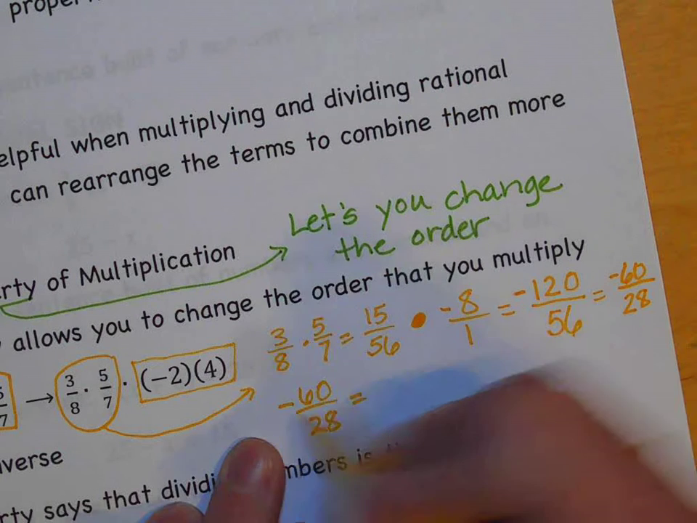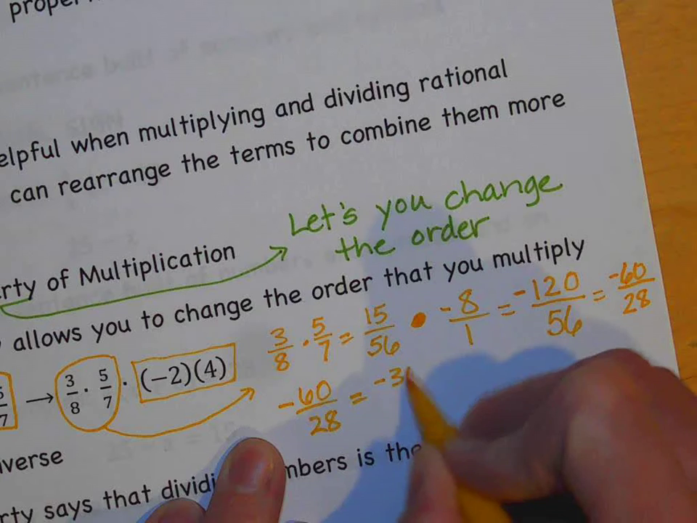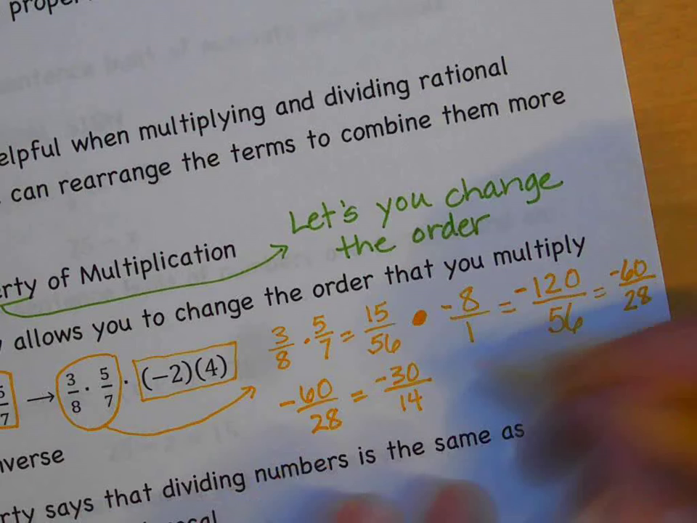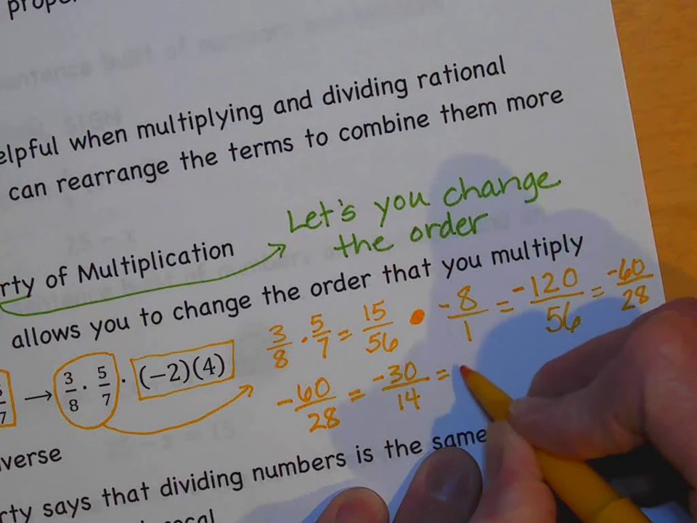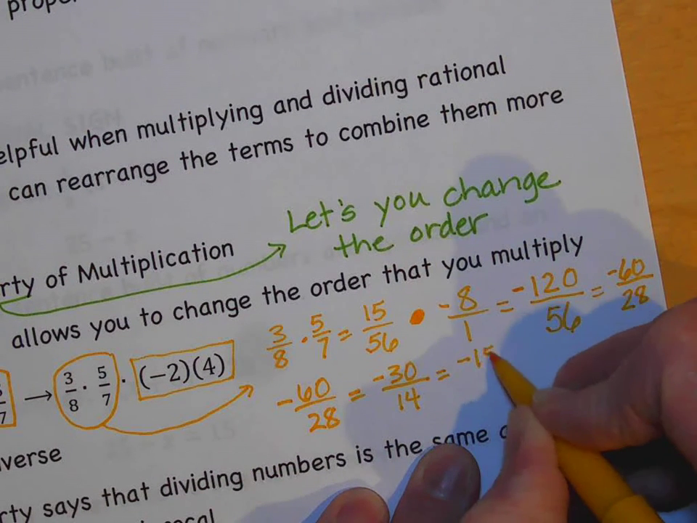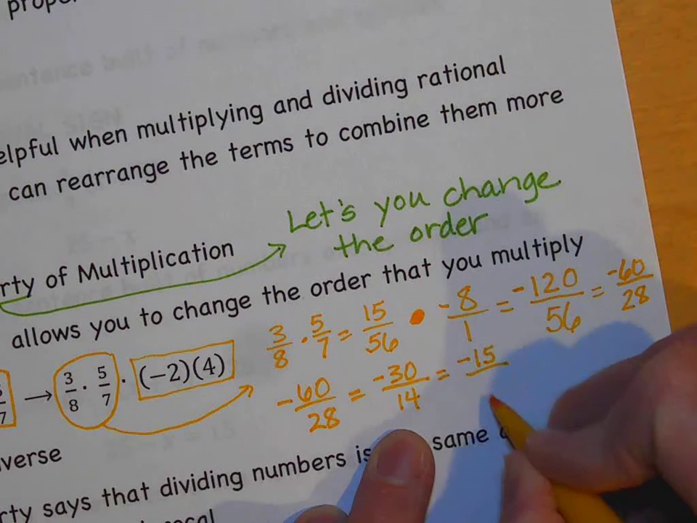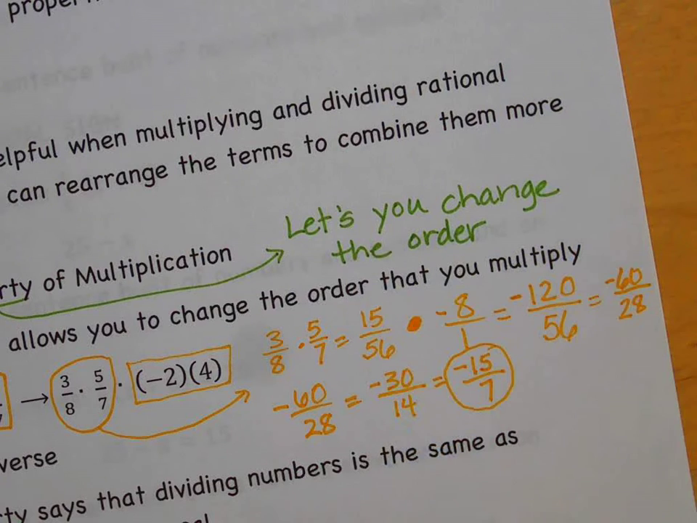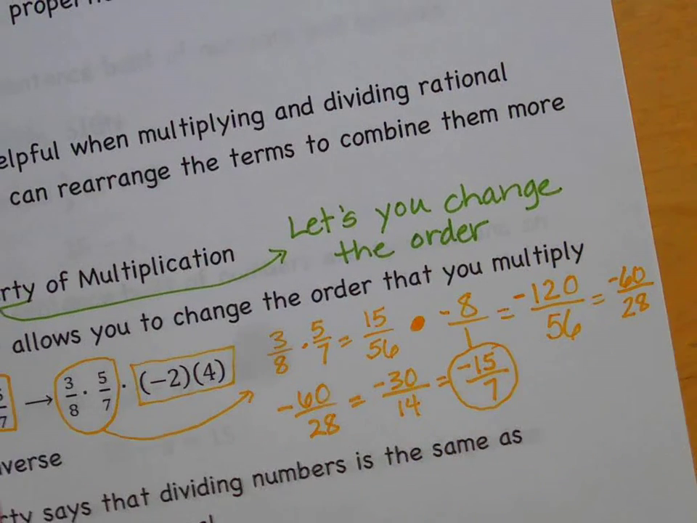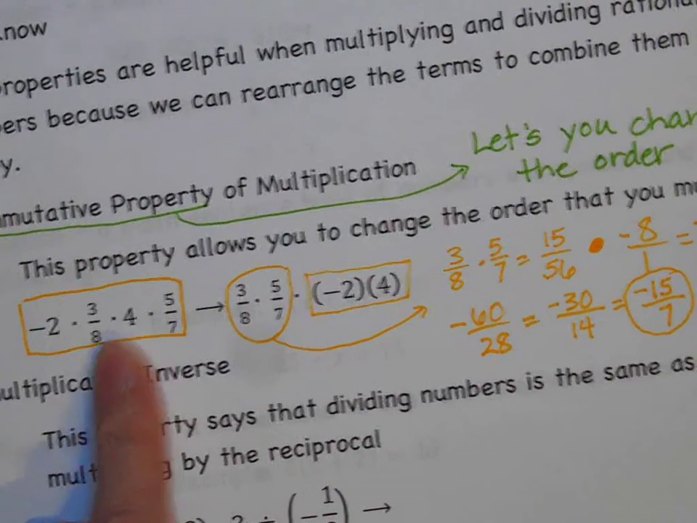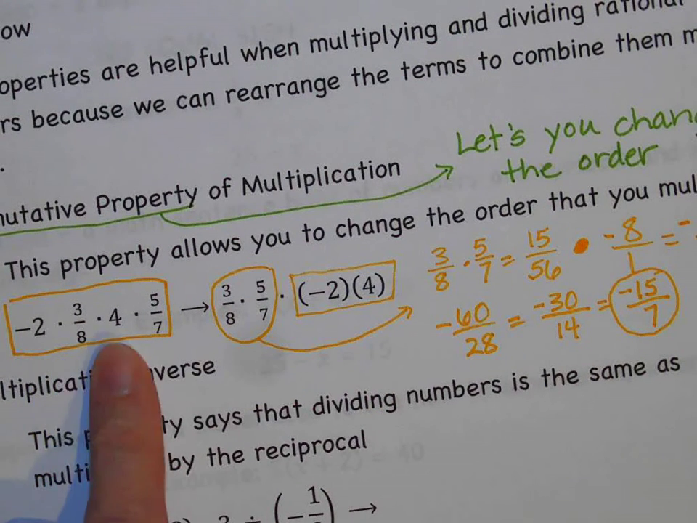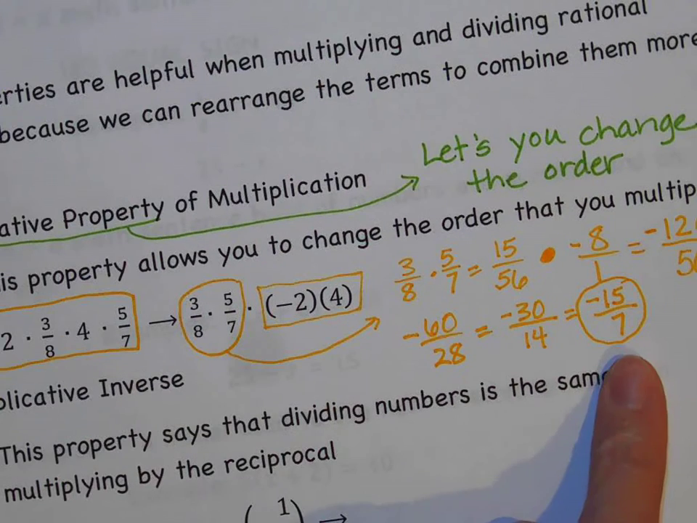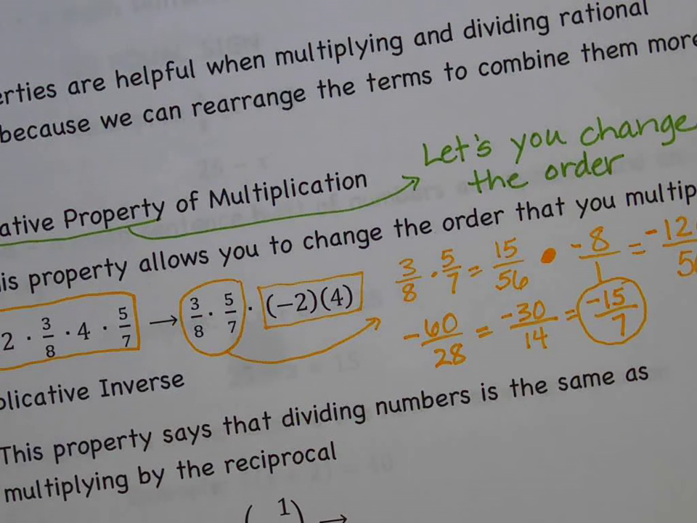-60/28 can be simplified again by 2, and 2 goes into -60, -30 times, and 2 goes into 28 14 times. So I can simplify it again, and I get -30 divided by 2 is -15, and I take 14 divided by 2, and I get 7. And so this right here would be the final answer for this problem. So negative 2 times 3/8 times 4 times 5/7 gives me an answer of negative 15/7 when I'm all done.